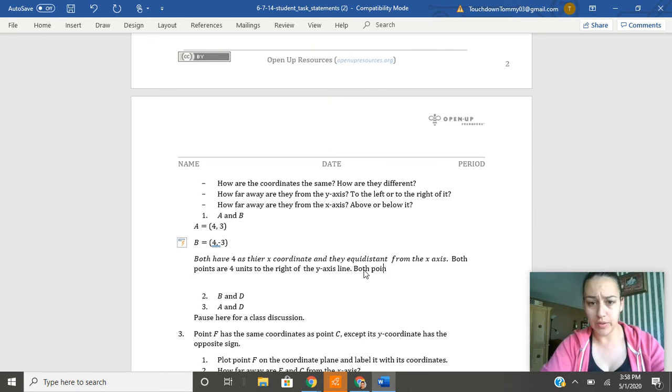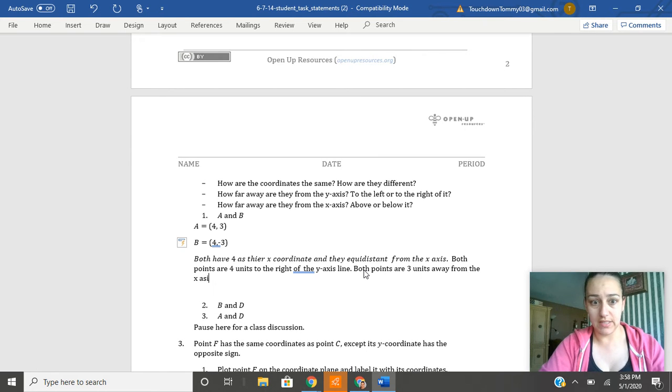So both points are 3 units away from the x-axis. Point A is above, while point B is below the axis line.